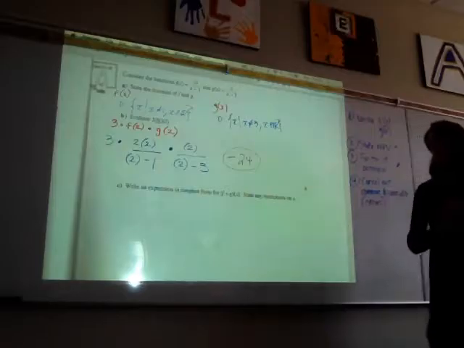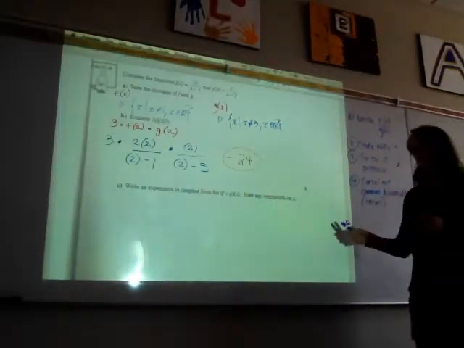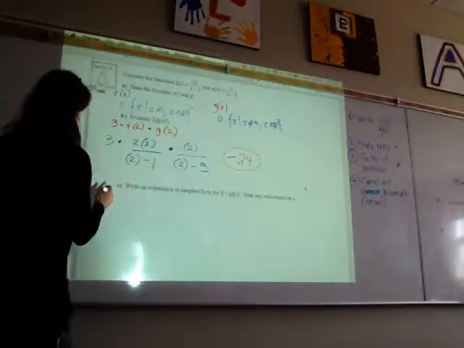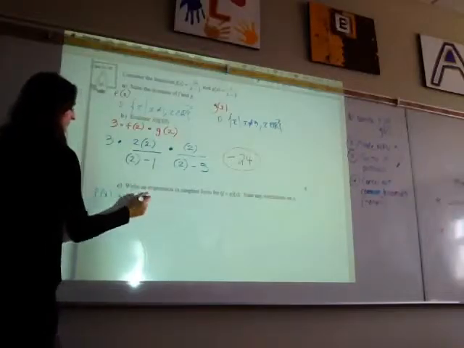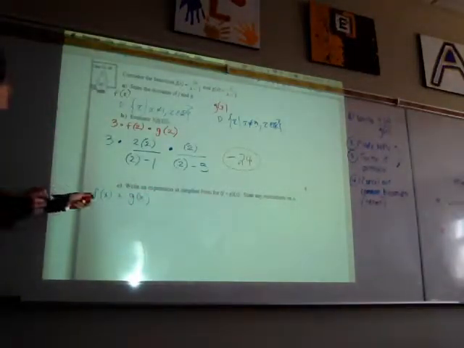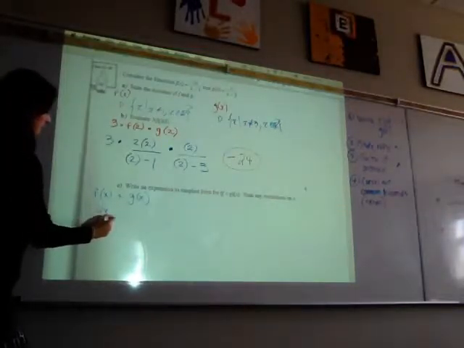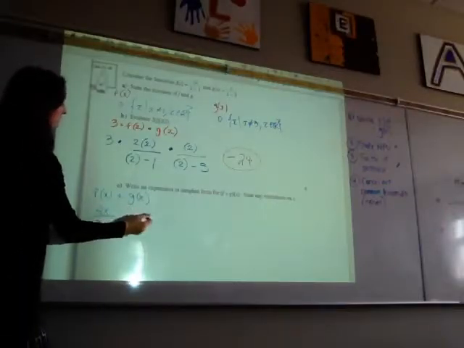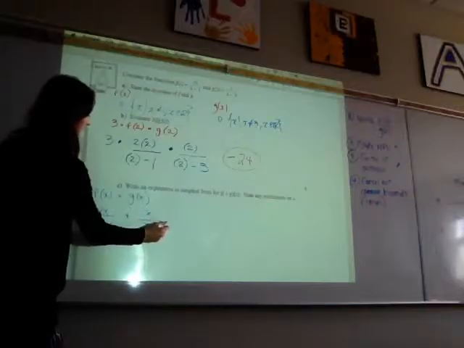Next one, write an expression in simplest form for f of x plus g of x, and then state any restrictions on x. So f of x plus g of x. Again, to sub in the functions, so f of x is 2x over x minus 1. And we're going to add that to g of x, which is x over x minus 3.